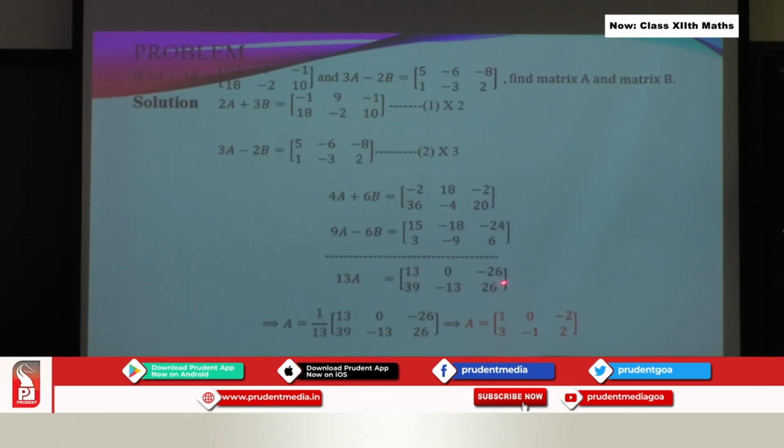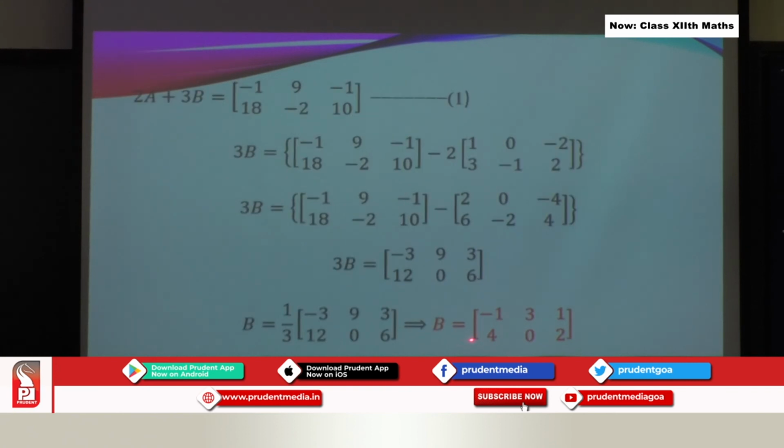What to do further? Remember, I need to get matrix A. So A equals, this 13 will come down. So 1 by 13 into the matrix what I get, and this 1 by 13 will get multiplied to each entry present inside this matrix, and I will get matrix A. Right, now I got matrix A.